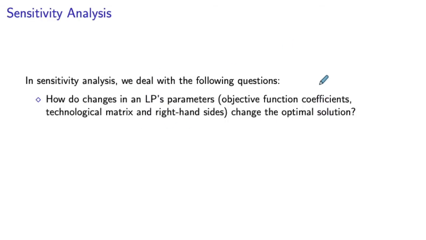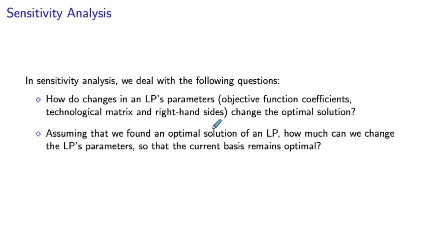Then we moved on to discussing sensitivity analysis. We started with a simple case of two variable problems that we can solve graphically, and in sensitivity analysis we are focusing on analyzing the effect of changes in the problem data, such as the objective function coefficients or technological matrix or right-hand sides, on the optimal solution, and in particular the optimal basis, because once we have the optimal basis, we can easily find the optimal solution.